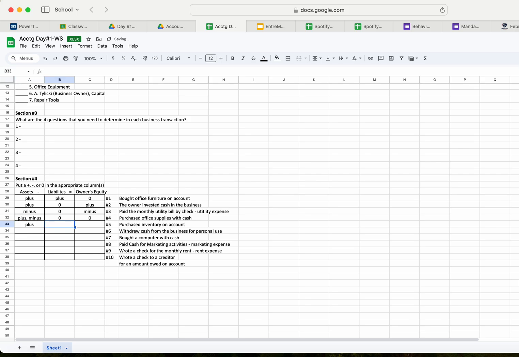Did we take on any debt? Yes, we paid for it on account, so that increases our liabilities, and 0 for owner's equity. We did not pay down any debt. We took on debt. Very good.